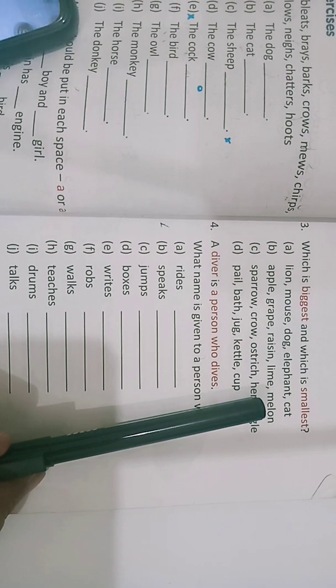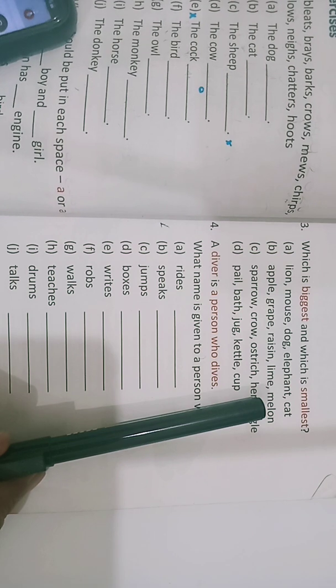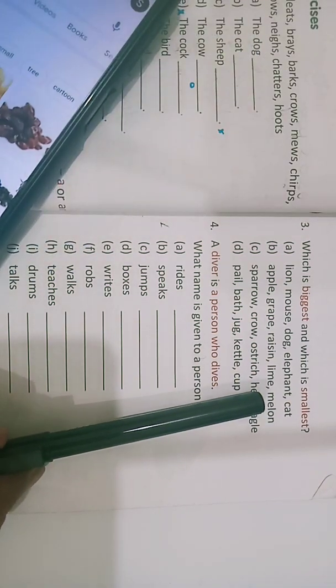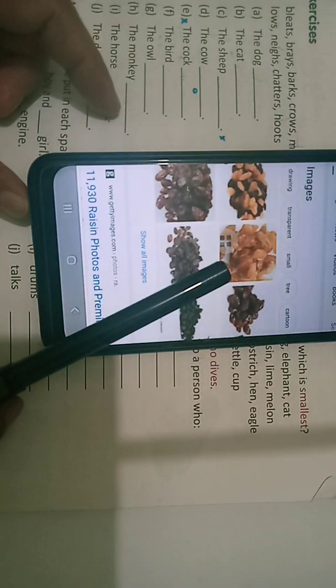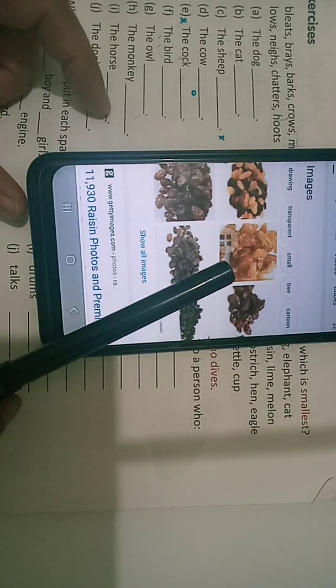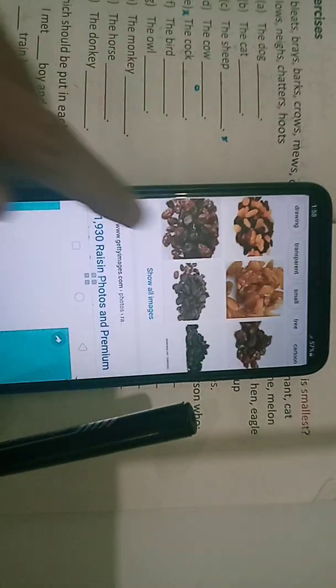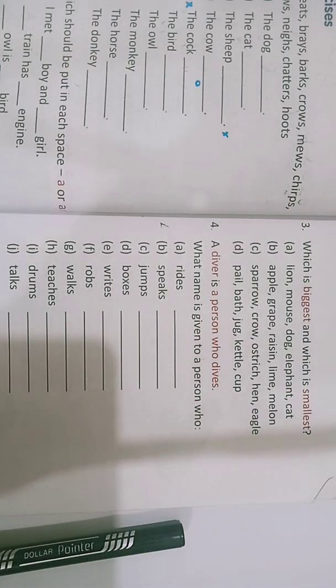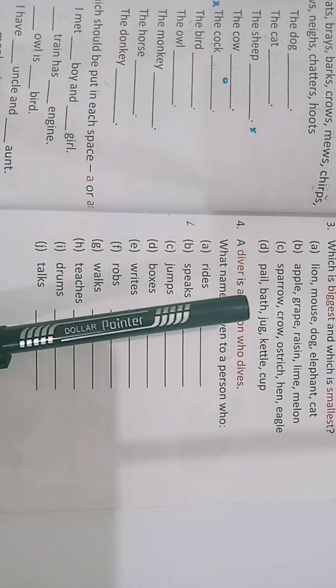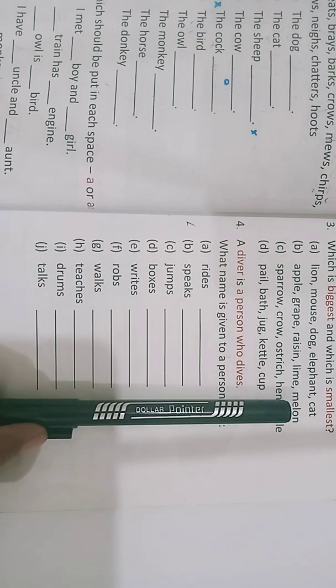M-E-L-O-N, melon is B-I-G-G-E-S-T, biggest. Look at here. I am showing you again. This is raisin. So raisin is smallest and melon, that I am showing you, melon is biggest. Next one I am going to read. You will have to write raisin is smallest and melon is biggest.